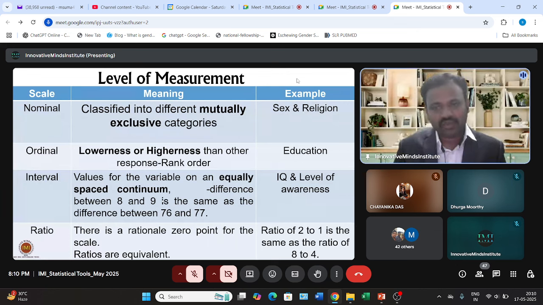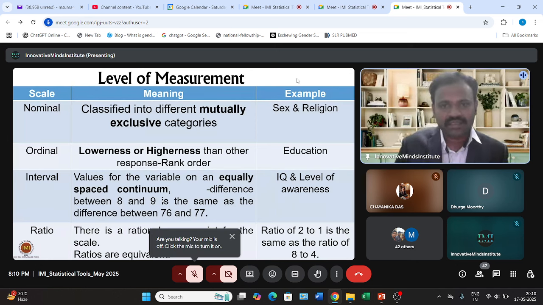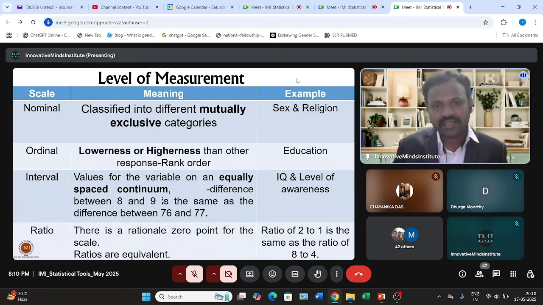10th, 12th, UG, PG. 12th, when compared with 10th, is higher. So there will be a hierarchy, right? In descending order, PG, UG, then 12th, 10th. That's a hierarchy, a rank order, 1, 2, 3, 4. In the education variable, it's ordinal in nature, since we can give some ranking, some rank order.